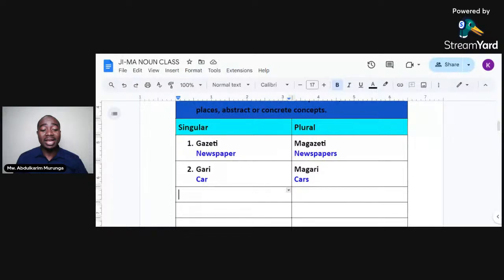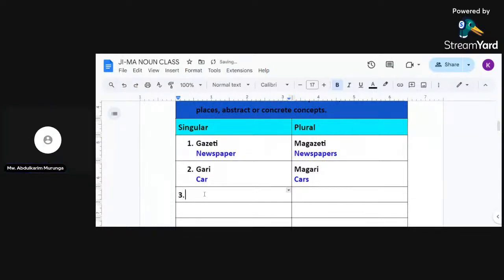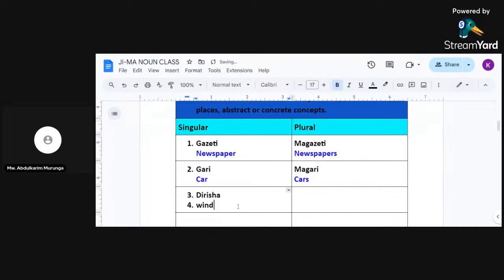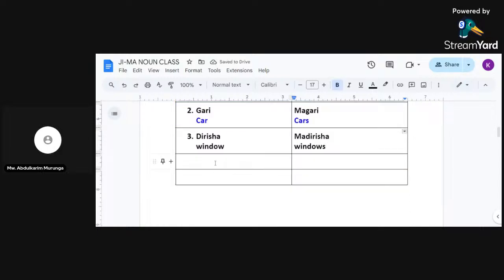Okay, another one is 3, dirisha. Dirisha is a window. If there are many, we say madirisha, windows. Dirisha, madirisha.